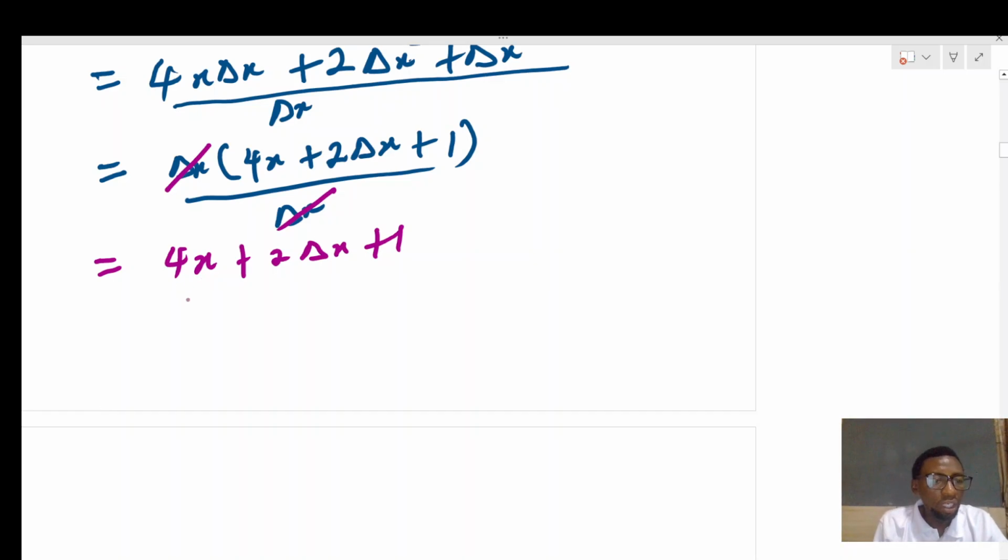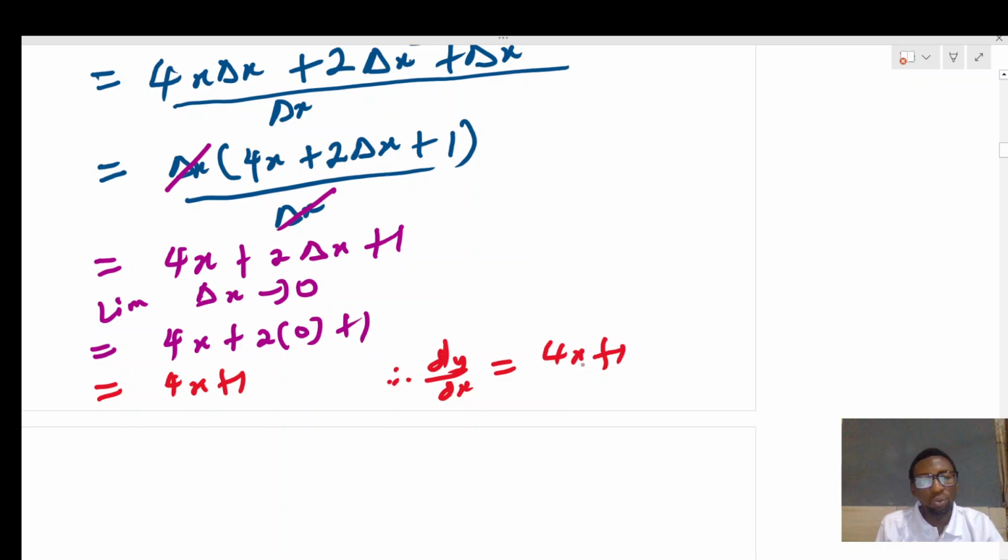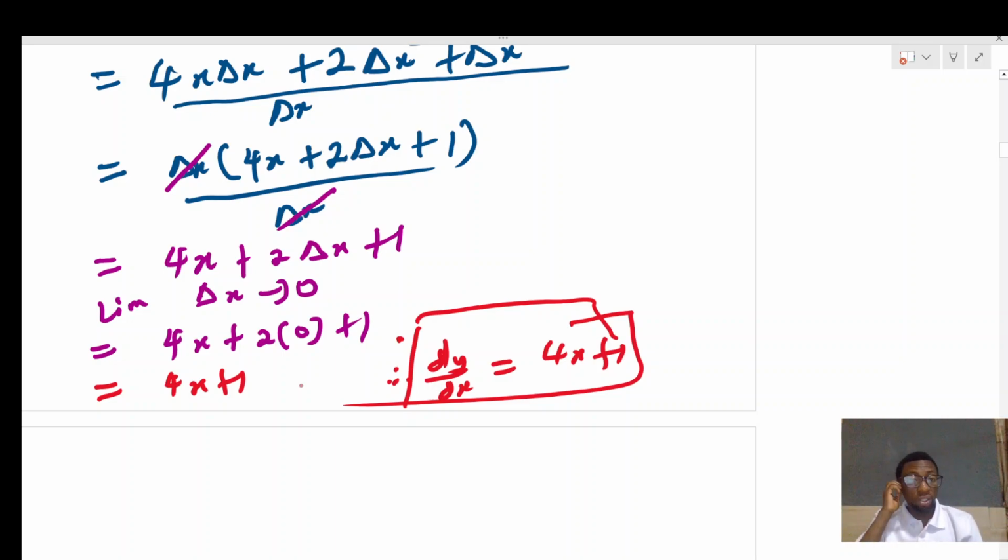So in this case now, our limit is the limit as delta x tends to 0. So our final answer will be 4x plus 2 bracket 0 plus 1. Then our final answer is now what? 4x plus 1. So therefore, dy dx is equal to 4x plus 1. That's that for that question. So this is using first principle.